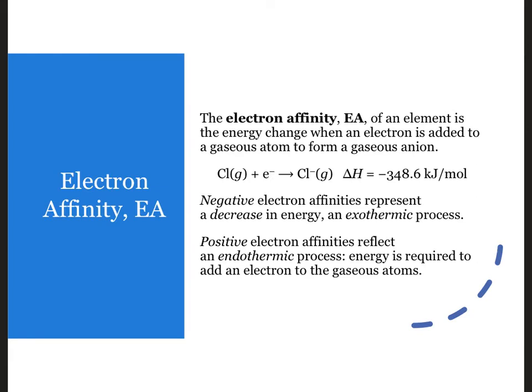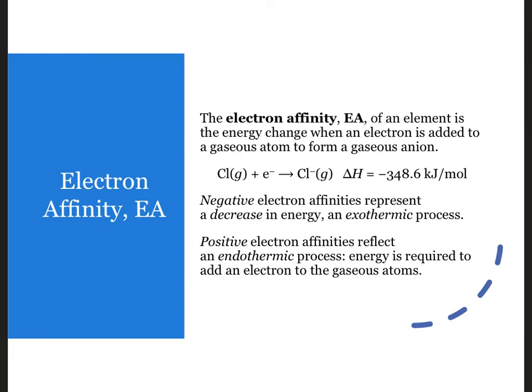For the halogens, like chlorine, electron affinity will be a negative value, meaning the process is exothermic, and because it leaves the anion with a lower potential energy than the original atom, this will be a favorable process.